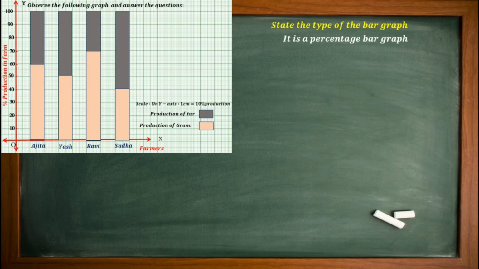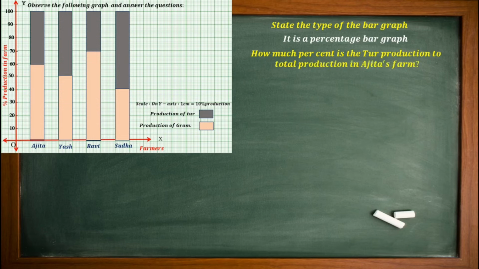Then the second question here is how much percent is the tuar production to the total production in Ajita's farm. Here we will see what percent of the total production is the tuar production in Ajit's farm. So if you are observing here, you will see that tuar production is 60%.